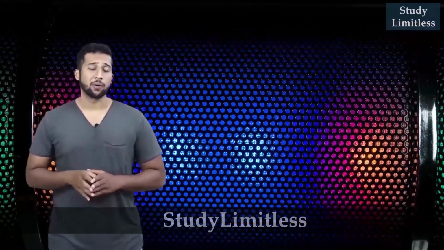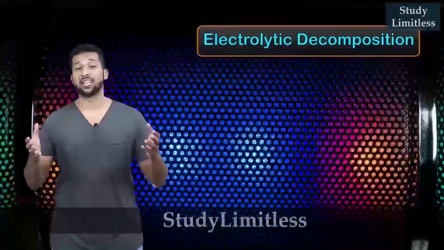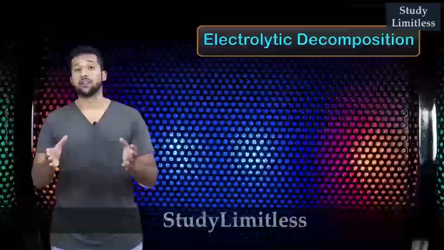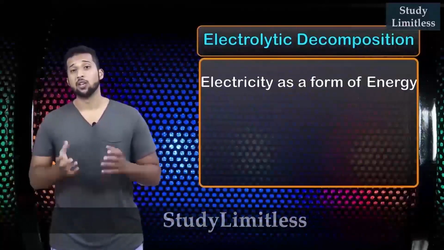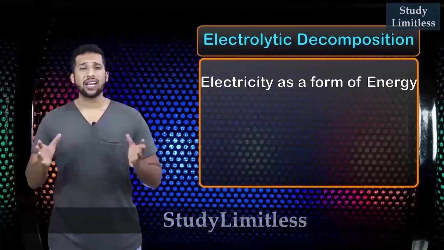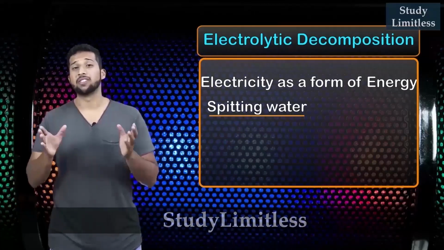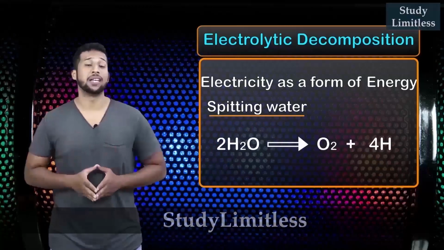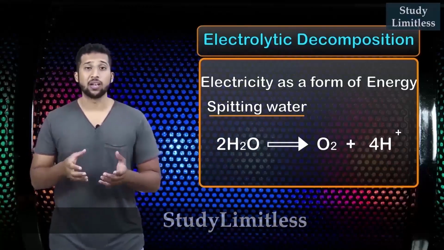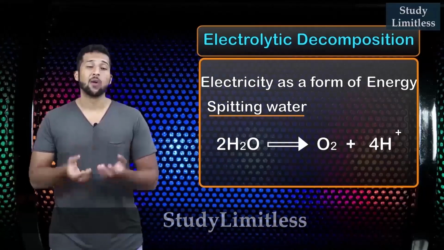Now, let's talk about electrolytic decomposition. As we have already said, electrolytic decomposition is nothing but where you use electricity to break these bonds. Now, a classic example would be that of splitting water. Now remember, we haven't said breaking water, we have said splitting water. That means over here you have 2 electrodes. Each electrode would attract one kind of a charged particle towards itself.